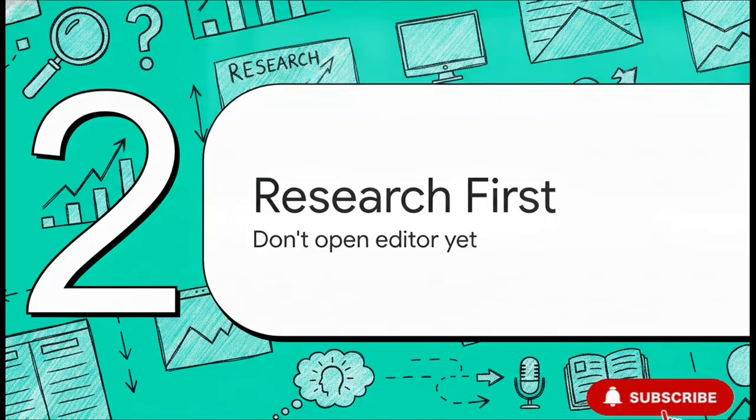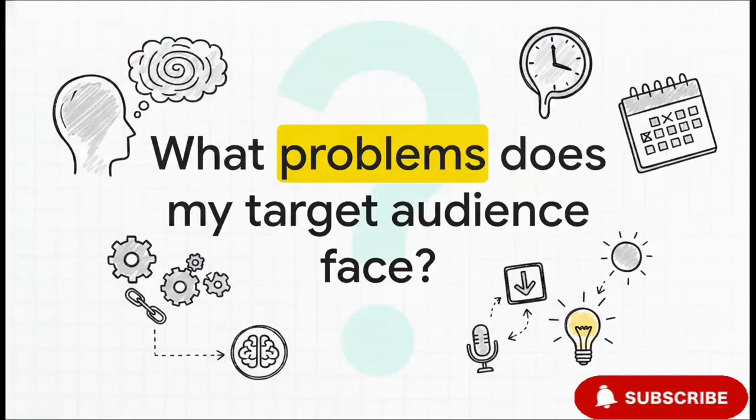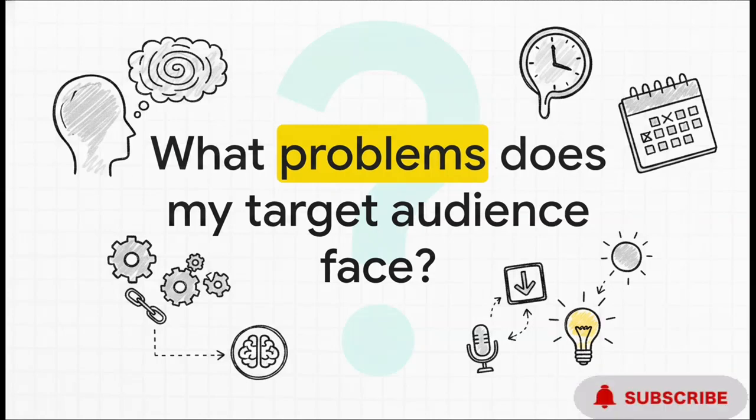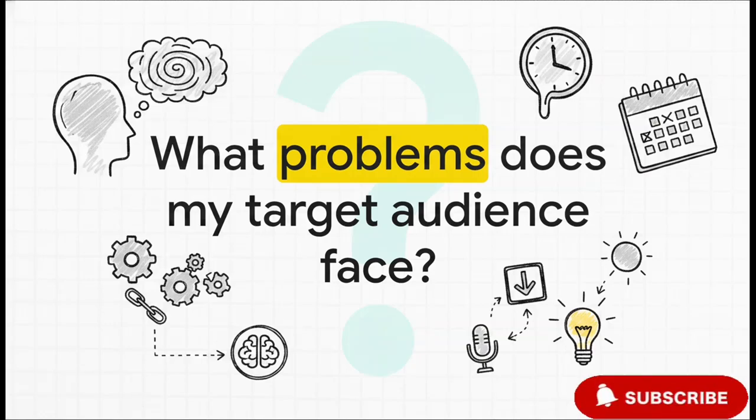Section 2. Research and outline first. Don't open the editor yet. Honestly, the absolute worst thing you can do is jump straight into your editing software. Instead, you've got to start your pre-production by asking Claude, what problems does my target audience face? You want Claude to immediately categorize the core pain points of the exact people you want to reach.